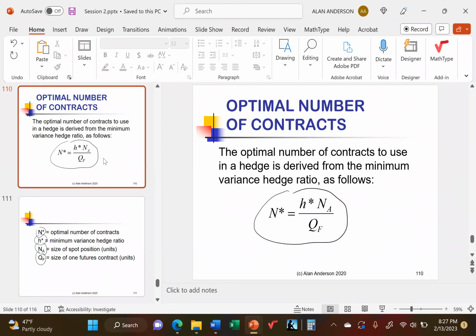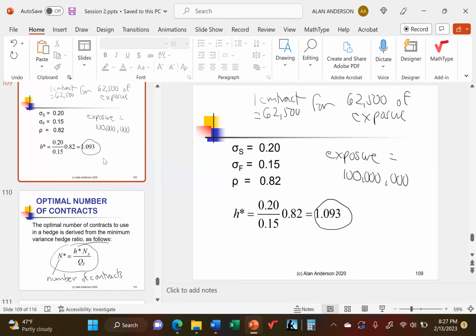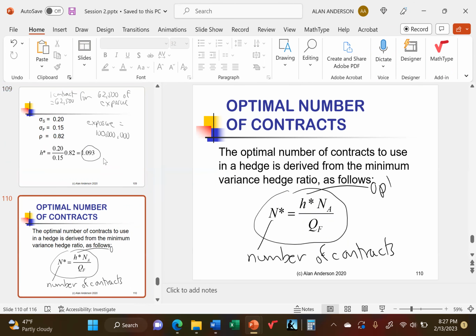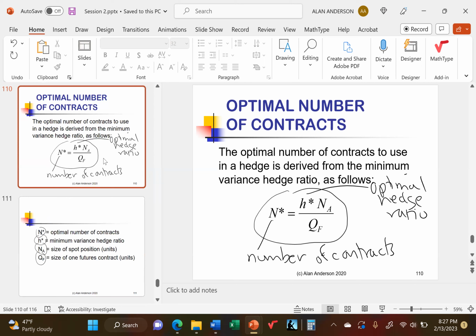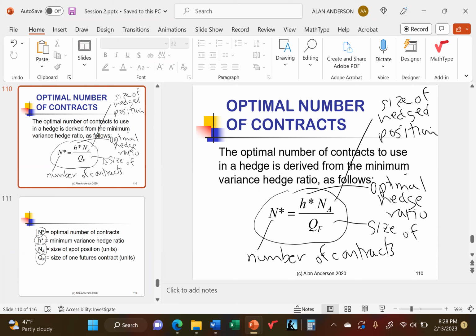Then, what we need to do now, the challenging part, is figure out how many contracts that would translate to. So this is the number of contracts. This is the ratio we just calculated on the previous page, that 1.093. NA is the number of units of this spot position that we're hedging, or the size of the hedged position. And then finally, Q is the size of one futures contract. How many units are there? All right, so this all looks very mysterious, but we'll see an example. It's really not that bad.